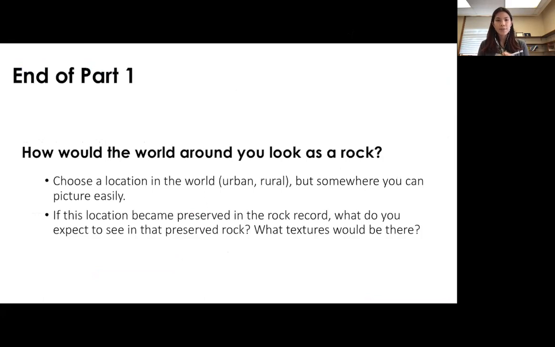As you are ending this first part, I'd like you to think back to the question at the beginning: how would the world around you look as a rock? And now that we know about clastic sedimentary rocks, consider, is your location going to be preserved as a clastic sedimentary rock? And if so, what types of textures and grain sizes do you expect to see? What would you name it if it is a clastic sedimentary rock?